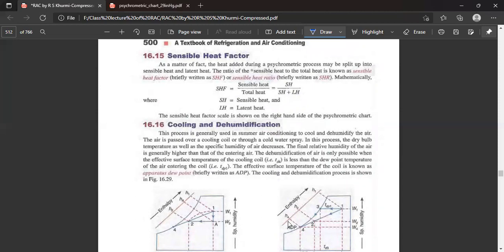Then what is cooling and dehumidification? This process is generally used in summer air conditioning to cool and dehumidify the air. The air is passed over a cooling coil or through a cold water spray. In this process, the dry bulb temperature as well as the specific humidity of the air decreases.